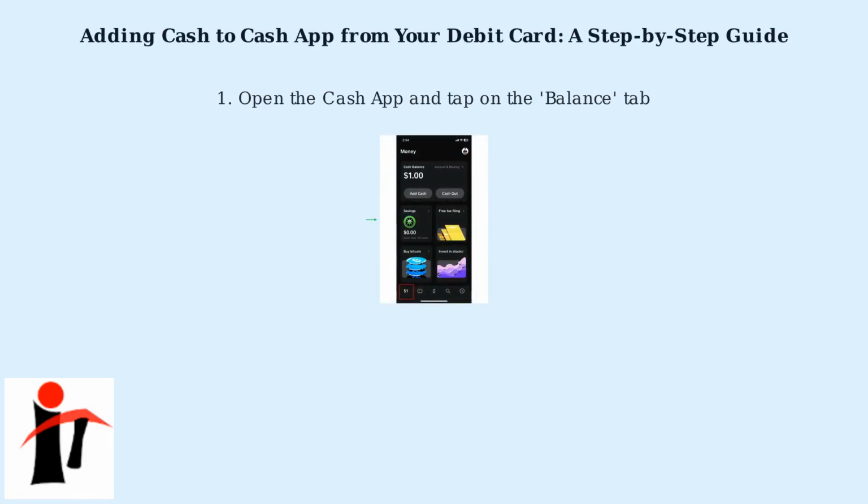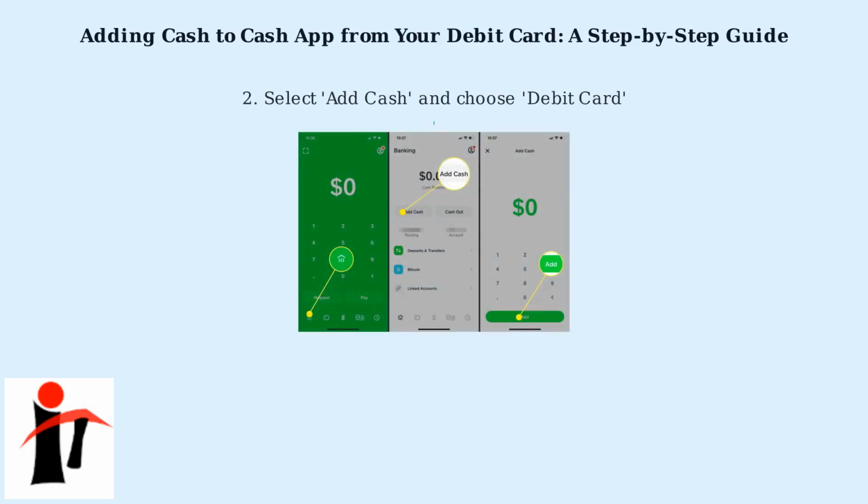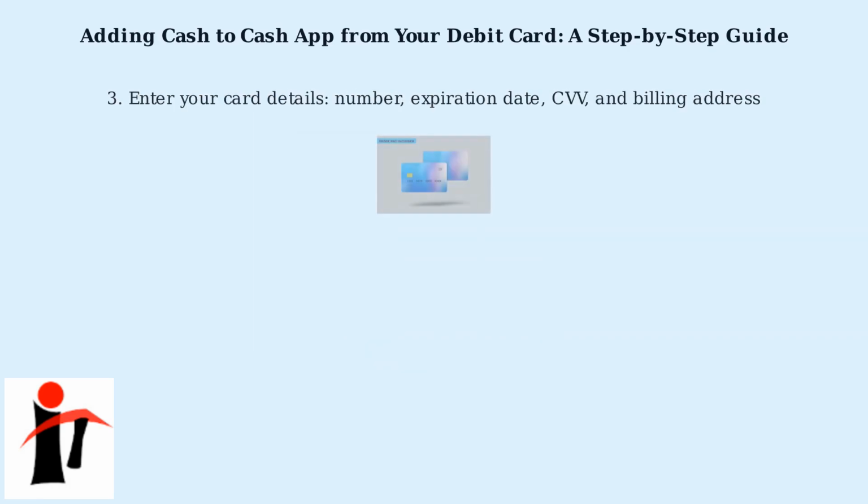Want to add funds to your Cash App balance using your debit card? It's a straightforward process. First, open the Cash App and tap on the Balance tab. Then select Add Cash and choose Debit Card. You'll be prompted to enter your card details, including the number, expiration date, CVV, and billing address.